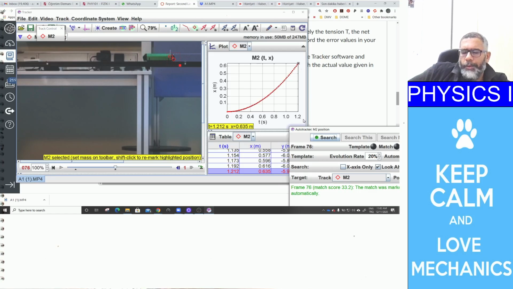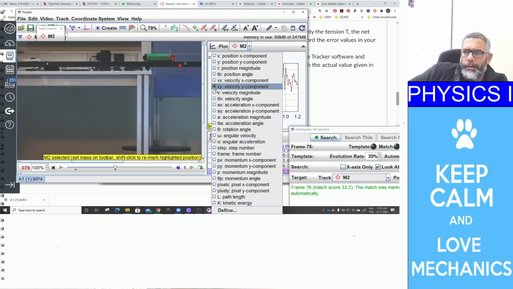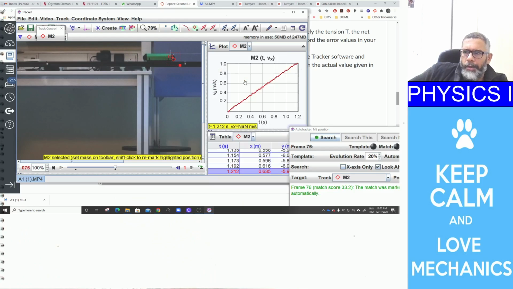We can do this both ways. We can do this by analyzing the X versus time graph and curve fitting it, finding the parameters in at squared plus bt plus c, where a is going to be just half of the acceleration. But you can also convert this to a velocity versus time graph. Sorry, vx versus time graph.